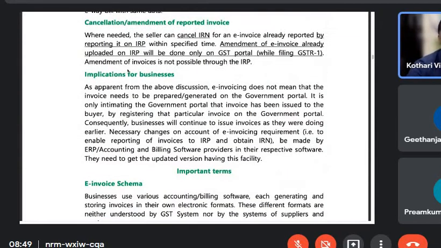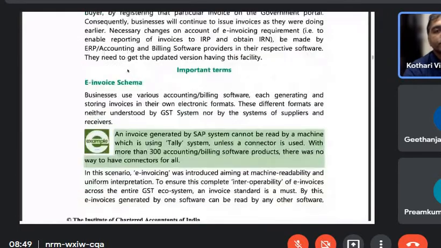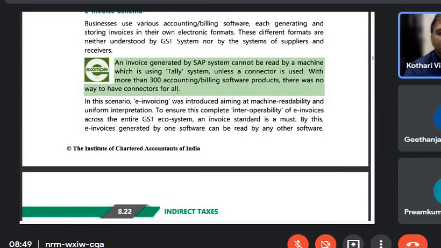What is credit note and debit note? An invoice generated in an SAP system cannot be read by a machine which is using the Tally system unless a connector is used, with more than 300 accounting and billing software. There was no way to build a connector for all.